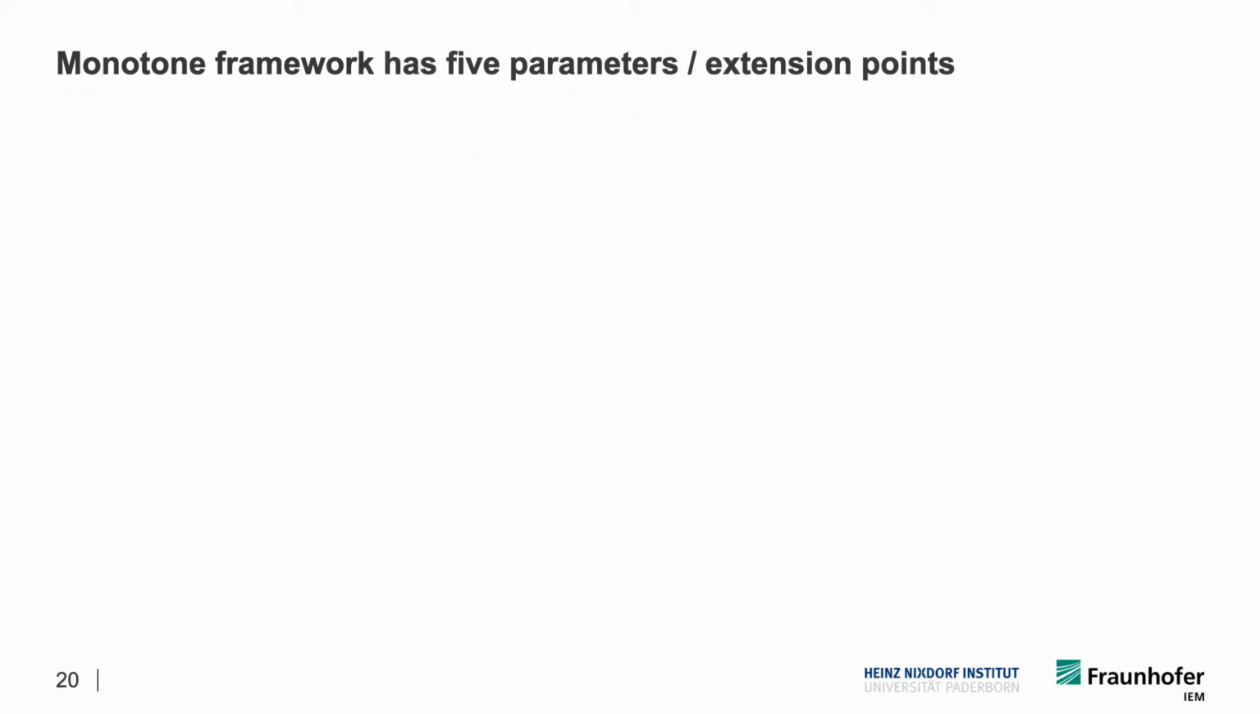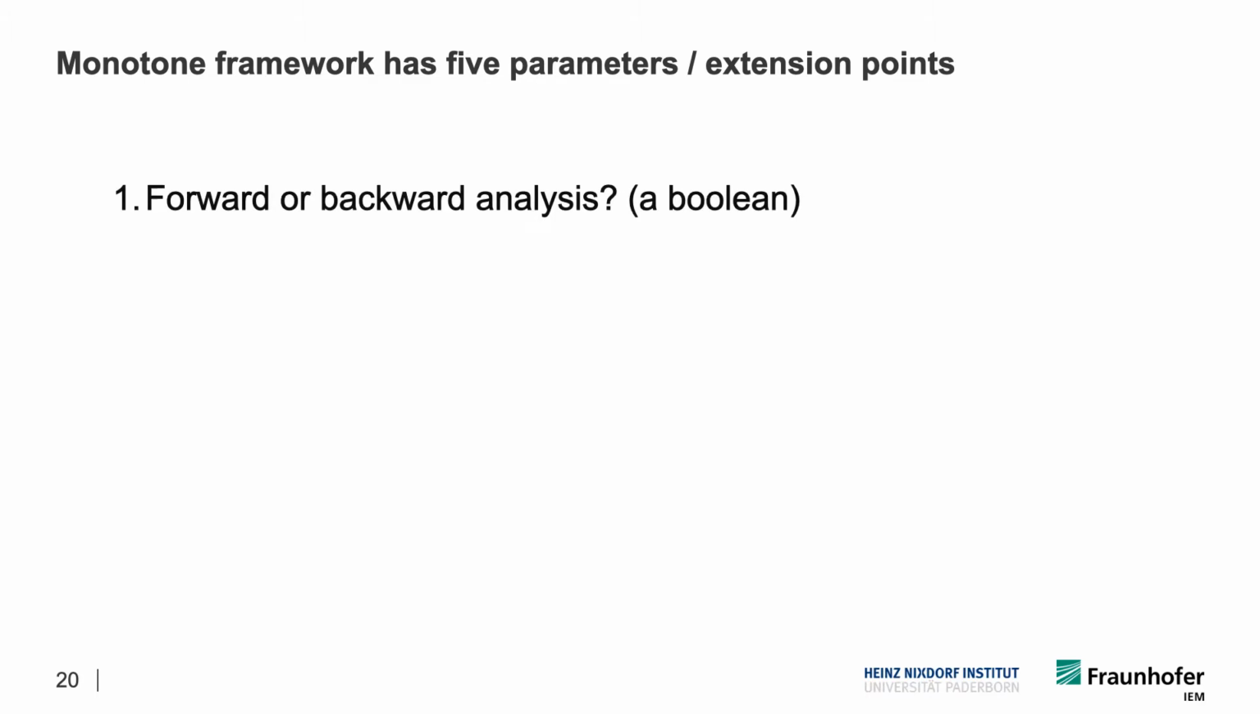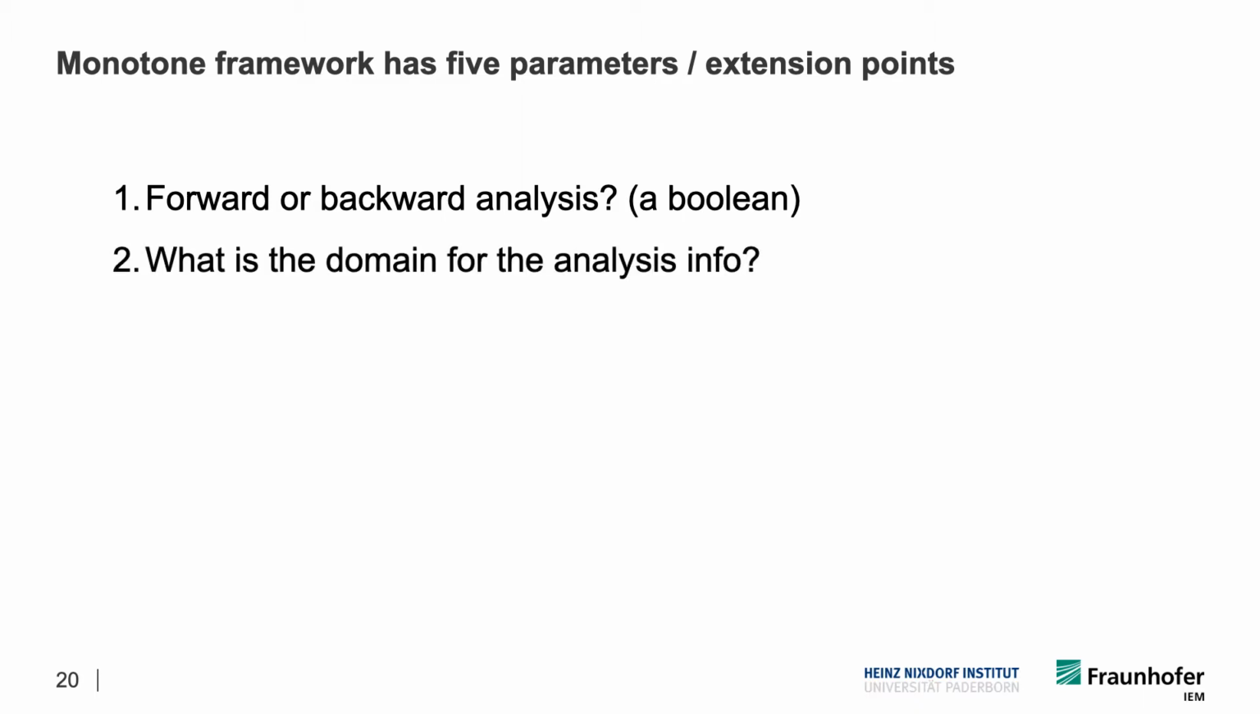So let's talk a bit more about these parameters or extension points that this framework has. And there's actually 5 of them. So first of all, you will have to decide whether the analysis should be executed on the control flow graph in a forward or backward manner. So are we talking about a forward or backward analysis? And that's just a Boolean value, basically.